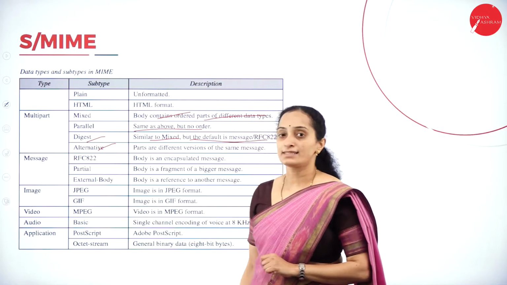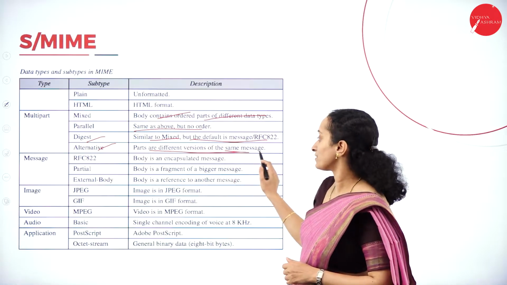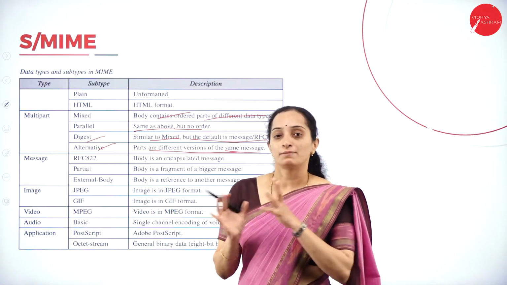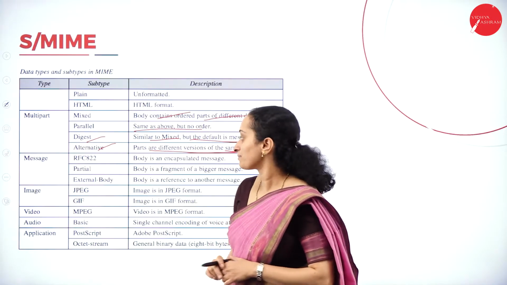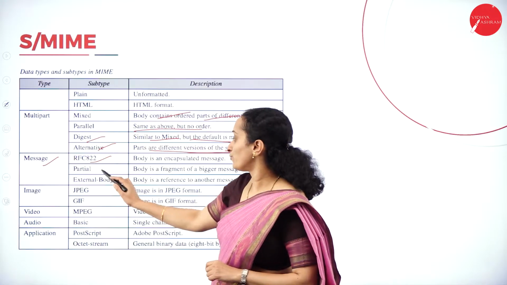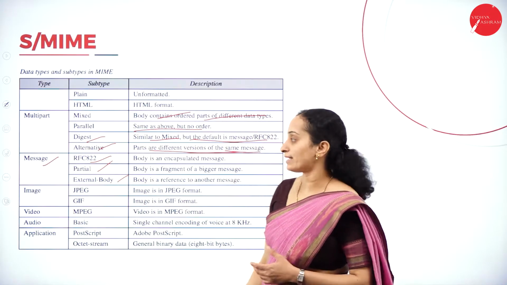And the last category is alternate. The parts are different versions of the same message. So you'll have alternative representation of the same message. Okay. Then we have in message the RFC 822 part, the partial type and the external body type.